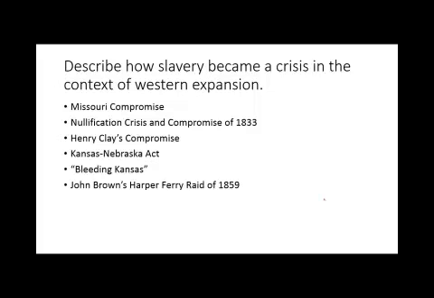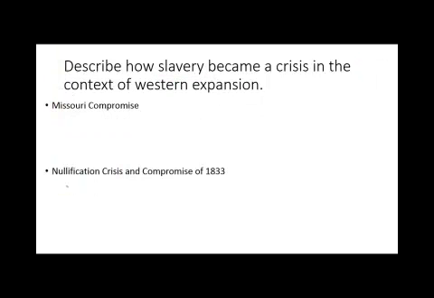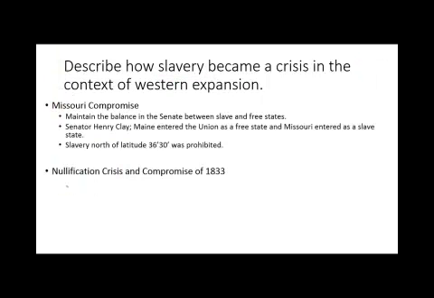Moving forward here, the objective that we've presented today is describe how slavery became a crisis in the context of Western expansion. So some themes that must be present are the obvious here: slavery and Western expansion. Your focus topics of the day are presented here. The Missouri Compromise to start us off. Well, how does this relate to the crisis of slavery in the context of Western expansion?